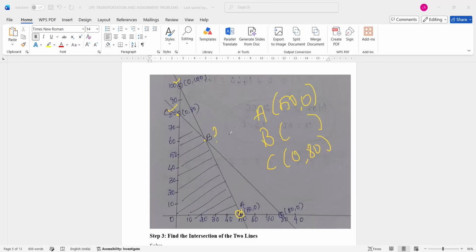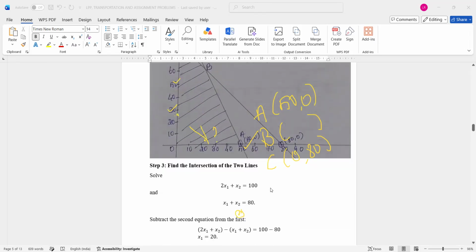Now we need to take the first equation and second equation and find out the b value. Only two lines are intersecting here. So anyway, we can take the two equations and do that calculation. Now we can see the first one. I'll write here itself. This is the first equation. This is the second equation.